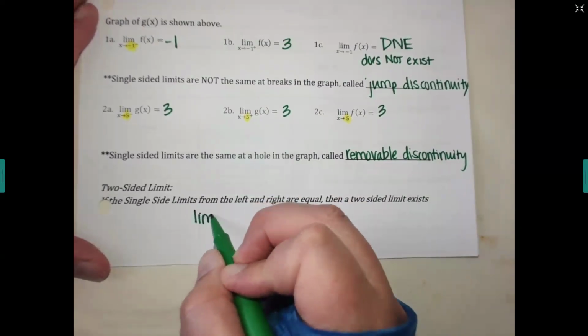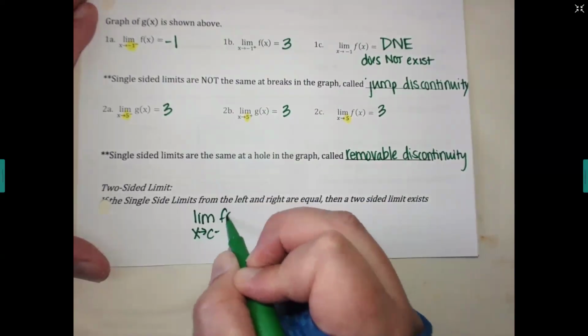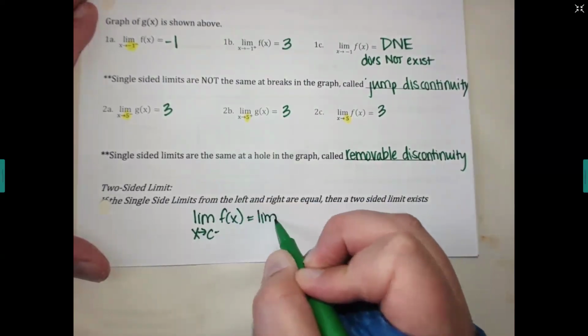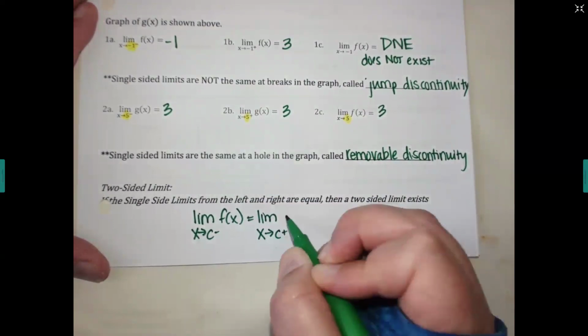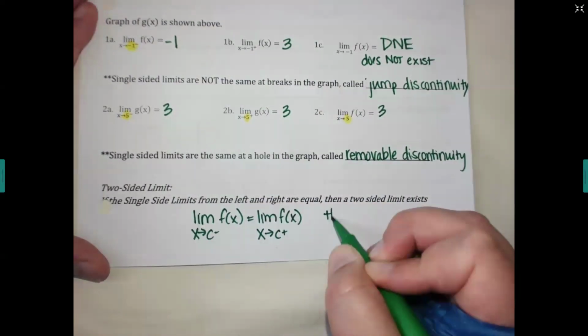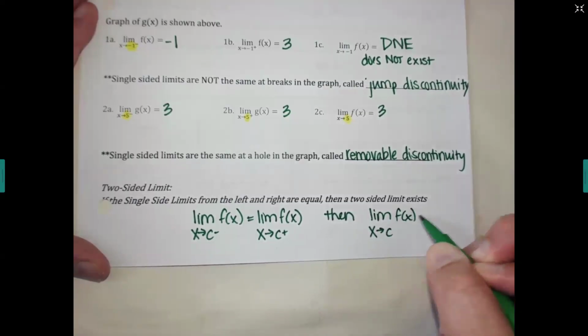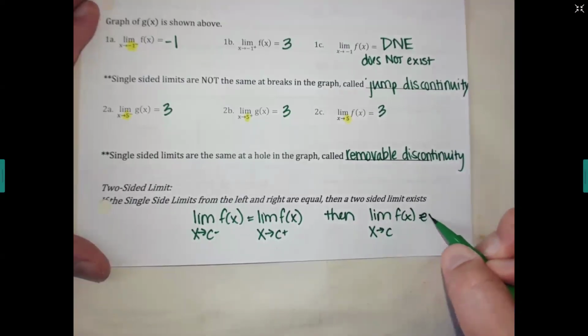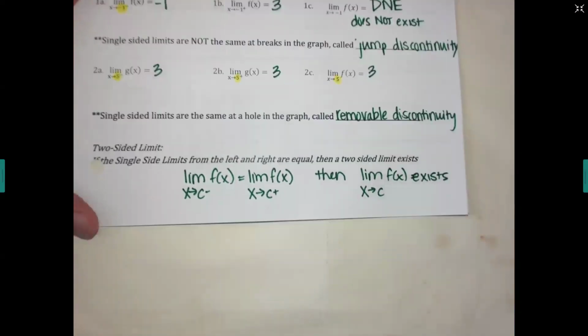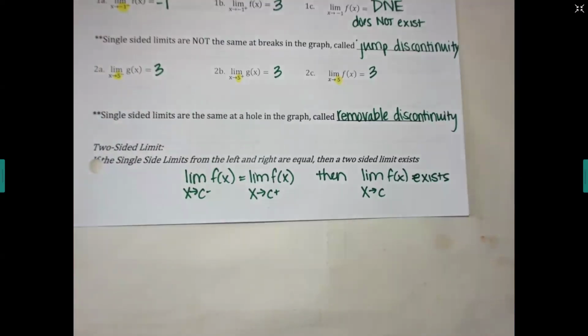So if the limit as x approaches c from the left equals the limit as x approaches c from the right, then the limit as x approaches c, we'll put exists. So if your left side and your right side exist, and they equal each other, then your two-sided limit also exists. All right, once you have that copied down, go ahead and turn the page.